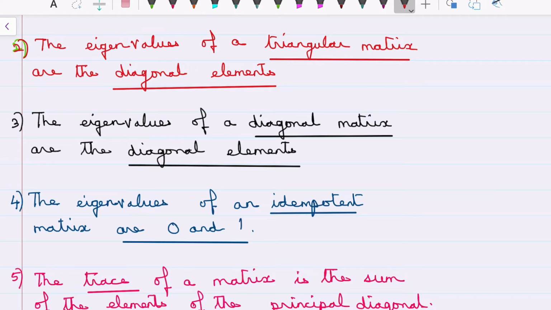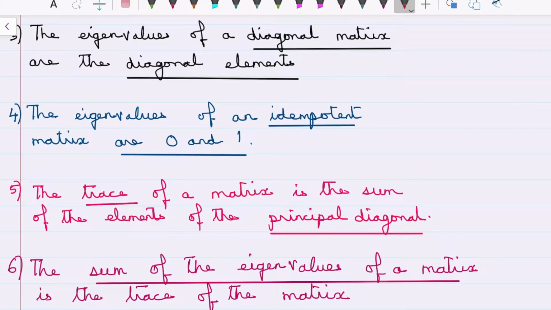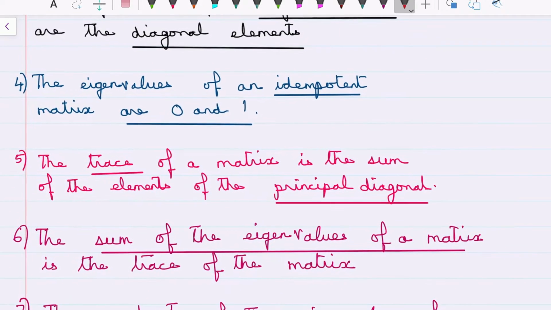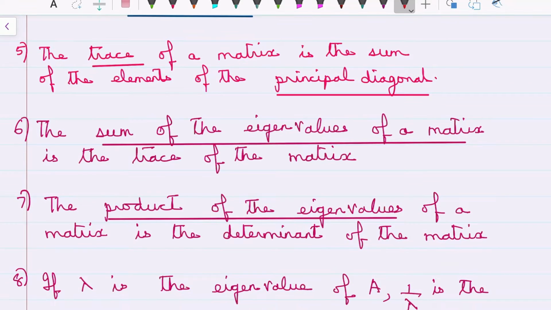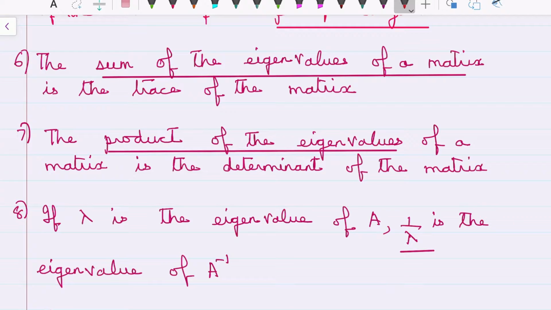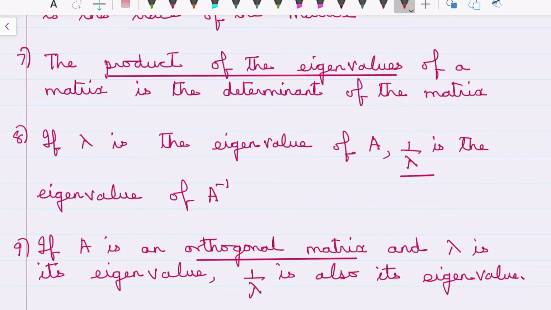The eigenvalues of an idempotent matrix are 0 and 1. The trace of a matrix is the sum of the elements of the principal diagonal, and the sum of the eigenvalues of a matrix is also the trace of the matrix. The product of the eigenvalues of a matrix will be the determinant of the matrix. If lambda is the eigenvalue of A, then 1 by lambda is the eigenvalue of A inverse. If A is an orthogonal matrix and lambda is its eigenvalue, then 1 by lambda is also its eigenvalue.